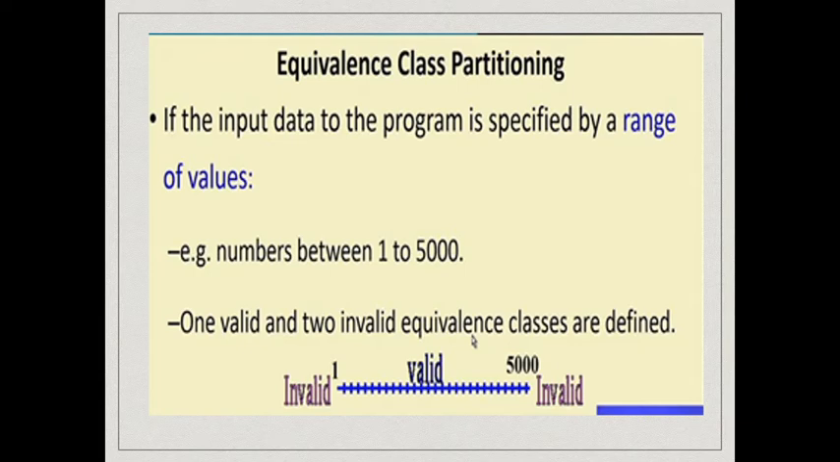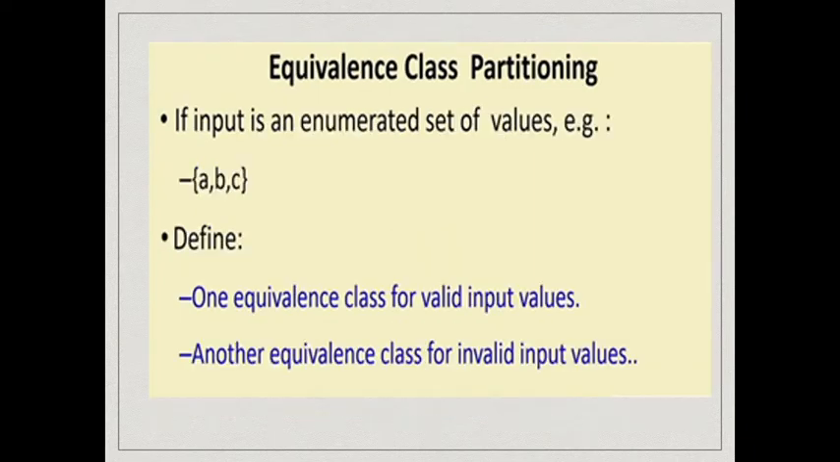So let's start with some very simple examples, to see how to go about designing the equivalence class test. The simplest example is only one input data, let's say an integer number between 1 and 5000. So this is the range of values. Therefore, we have one valid equivalence class, within 1 and 5000, and two invalid equivalence classes: one is greater than 5000 and the other is less than 1.